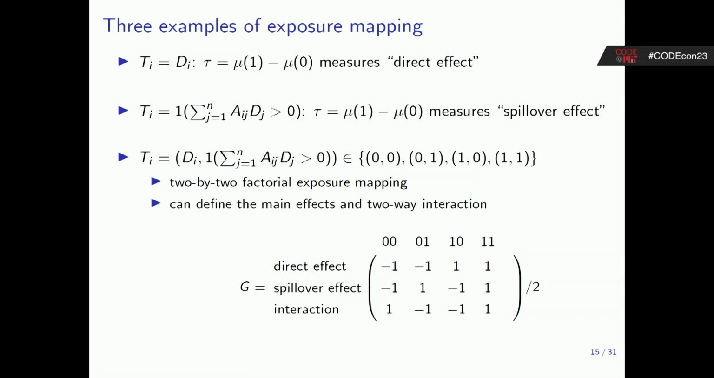Maybe a more reasonable definition is this vector. T is a vector of whether i receives the treatment and whether any of my friends receive the treatment. So now we have a 2x2 exposure mapping. This is the factorial exposure mapping. Then we can define, this is classic statistics, if you have 2x2 factors, you can define direct effect and spillover effect and their interaction. There are three contrasts you can think about. But anyway, just think about the generic tau and focus on estimating this mu vector would be enough.